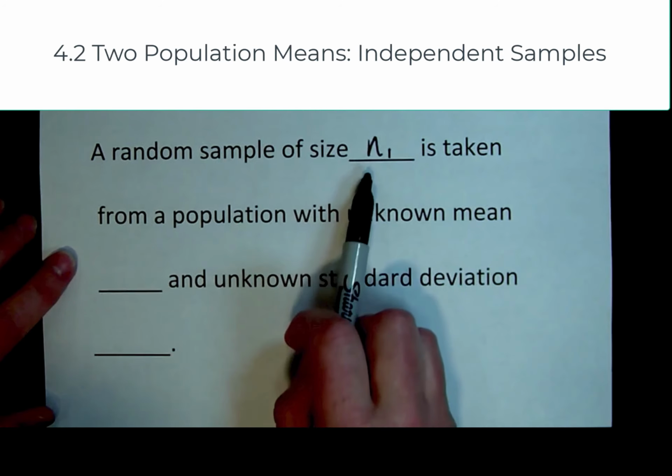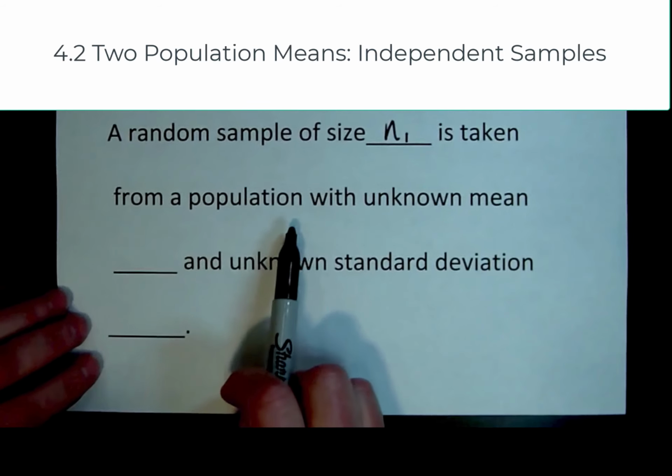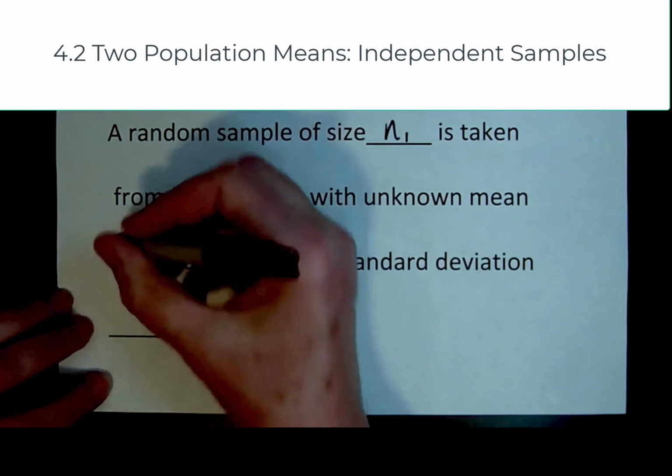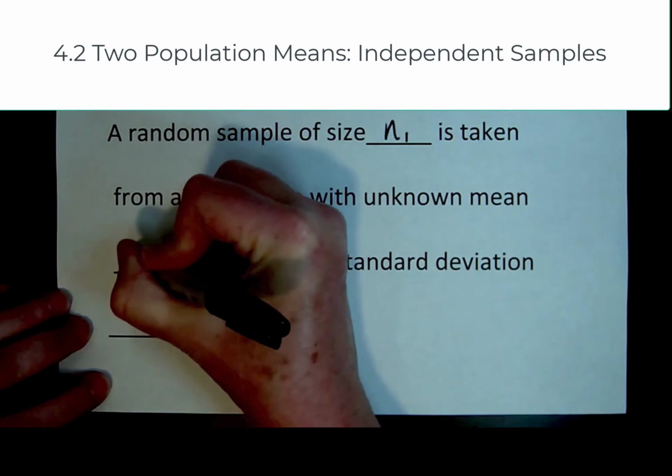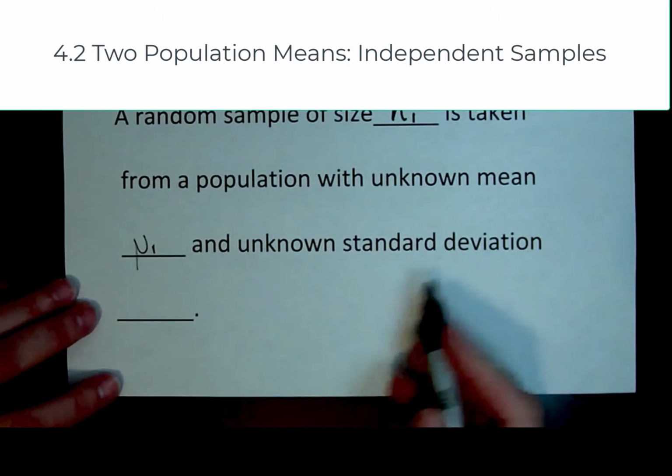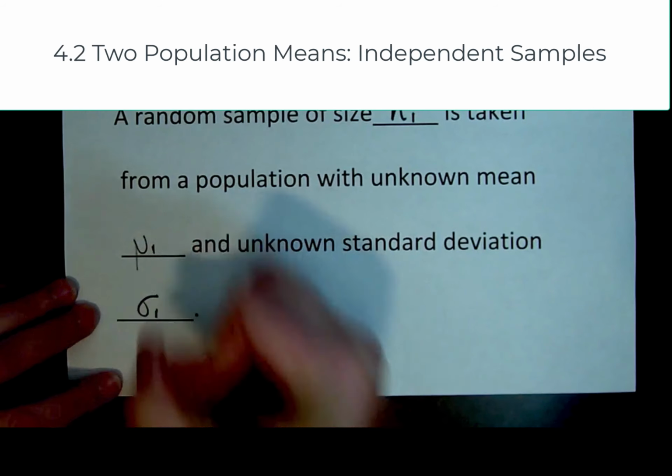We're taking a sample from it. Now the population has some unknown mean. We're going to call that mean, how about we call it mu sub 1, and unknown standard deviation sigma sub 1.